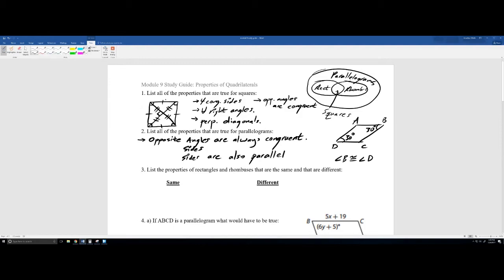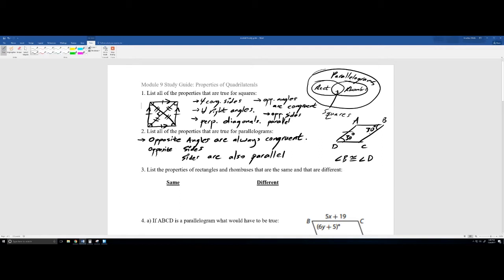Same thing with that square from earlier. That side is parallel to this side, and this side is parallel to this side. That's also something I kind of left out. So again, opposite sides are parallel, because technically a square is also a parallelogram. Don't forget that little tidbit. Opposite angles are always congruent. The opposite sides are congruent.